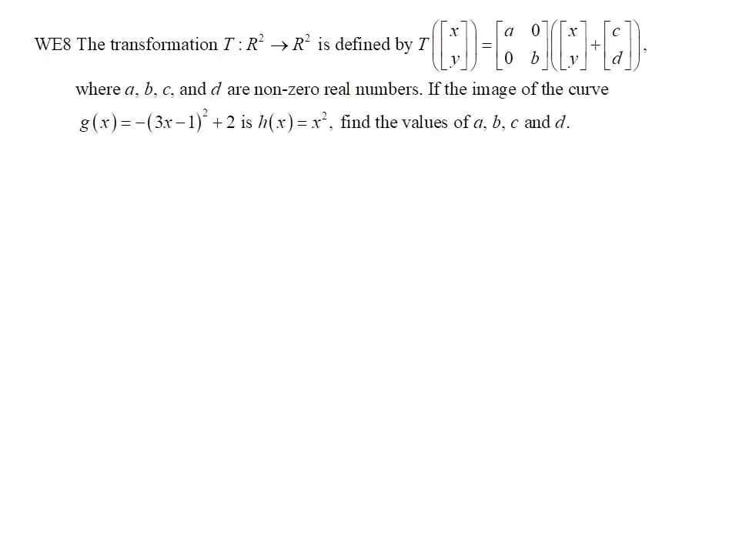Example 8 shows a matrix transformation equation where constants of a, b, c, and d are non-zero real numbers. The question is to find the values of these constants given that the matrix equation transforms from g(x) to h(x). We will demonstrate 2 approaches for this question.